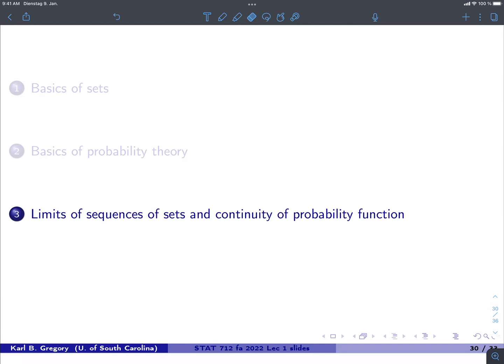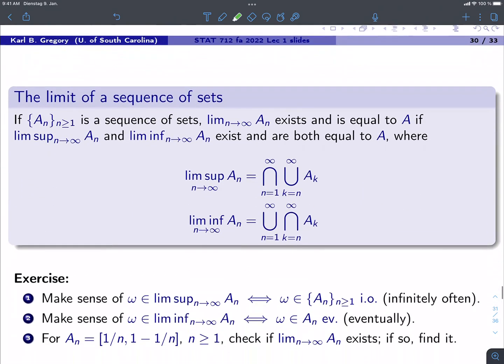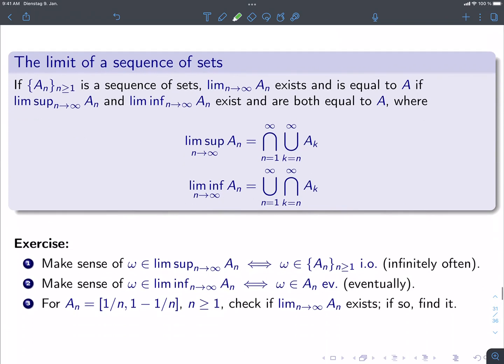Okay, before we finish the lecture one slides, we need to talk about limits of sequences of sets, which is going to tie into how we think of continuity for our probability function. So let's define what we mean by the limit of a sequence of sets. You might remember that for a sequence of real numbers, for the limit to exist, you need the lim sup and the lim inf to be the same and to be equal. It's the same with sets.